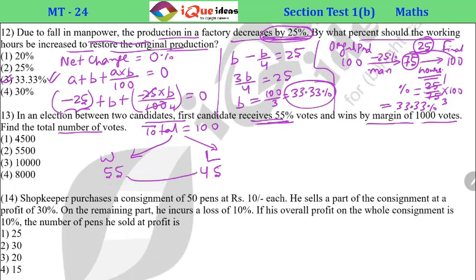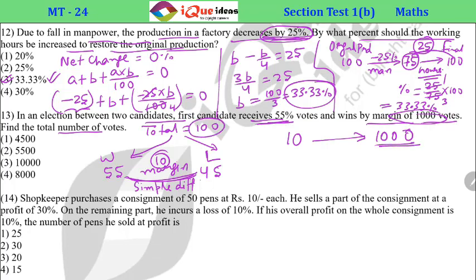Now what is the margin here? Margin is the simple difference, right? Look at this carefully. So 55 minus 45, that is 10. So 10 is the margin, right? Now in this question it is given that instead of this 10, its actual value is 1000. So 10 is equivalent to 1000. In the question it is given as margin of 1000. So 10 that we have calculated as margin here is actually equivalent to 1000.